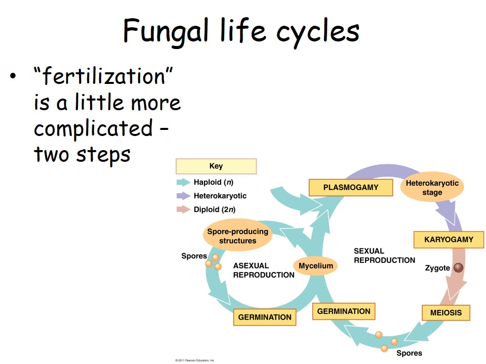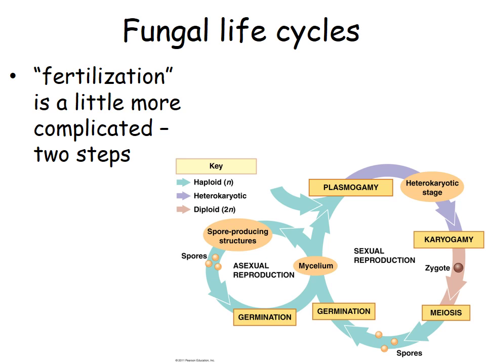The sexual part of the life cycle of fungi is a little more interesting, and what's interesting about it is the way that fungal cells come together. Plants and animals, and in general protists, have gametes. So they have single haploid reproductive cells that come together to make a diploid zygote. In the case of fungi, they generally don't have gametes. What they have are hyphae that merge, and it's actually a two-step process. So I'm going to call this merging, and I'm going to call that fertilization.